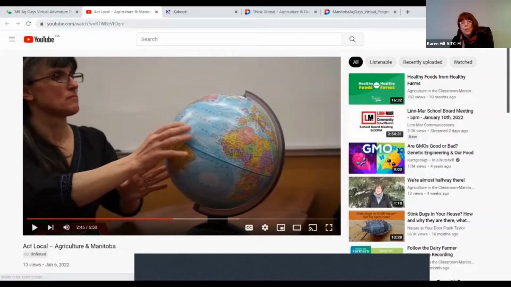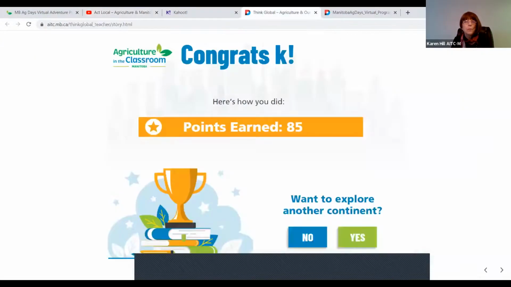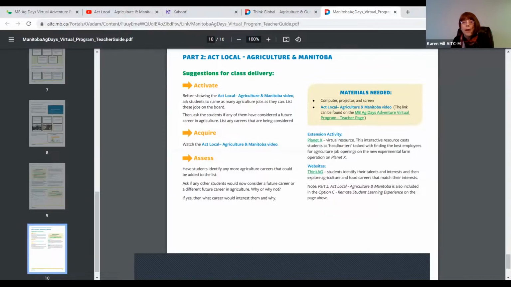Okay, so that just gives you an idea. We go through several different subjects and lots of different jobs and how jobs are available in rural areas, in cities, in any part of the world you want to imagine. So there's lots of opportunities for people with diverse interests and skills. And that is basically what the ACT local part of the program is.